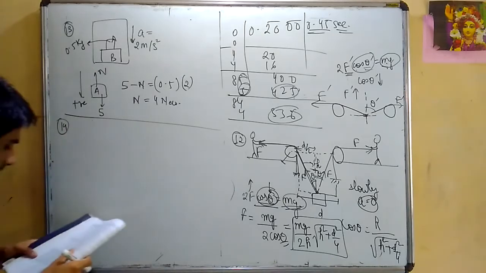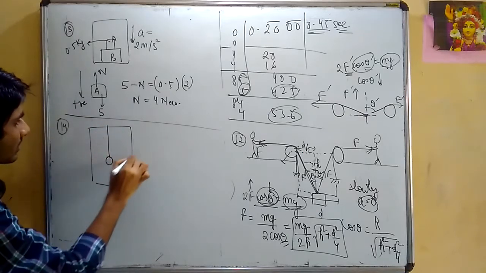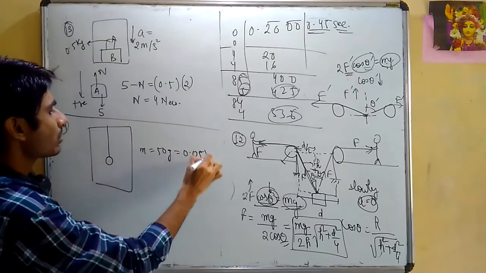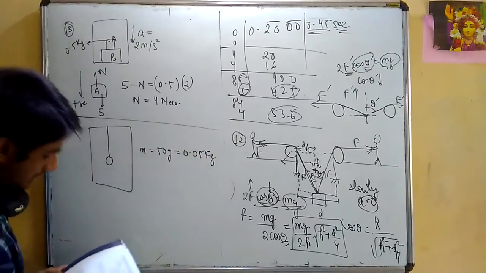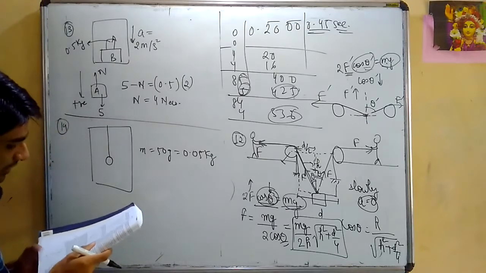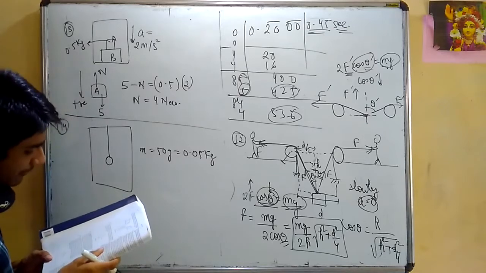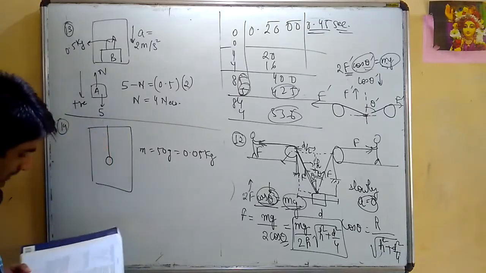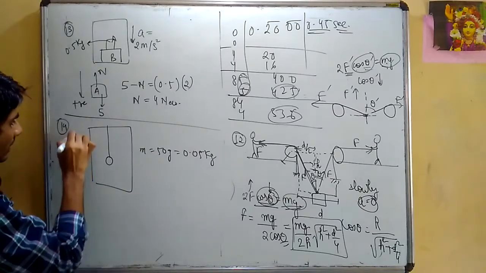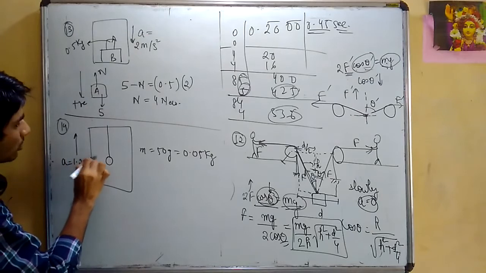Question number 14 is, a pendulum bob of mass 50 gram. I'll directly write it as 0.05 kg. It is suspended from the ceiling of an elevator. Find the tension in the string if the elevator goes up with an acceleration of 1.2 meter per second square.